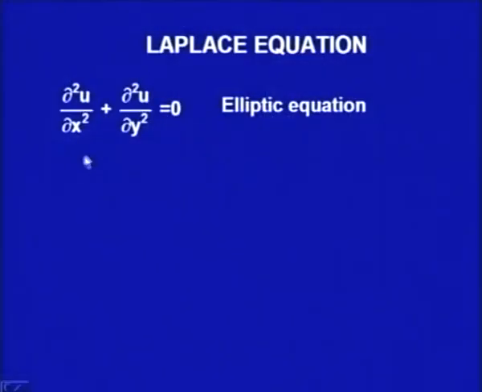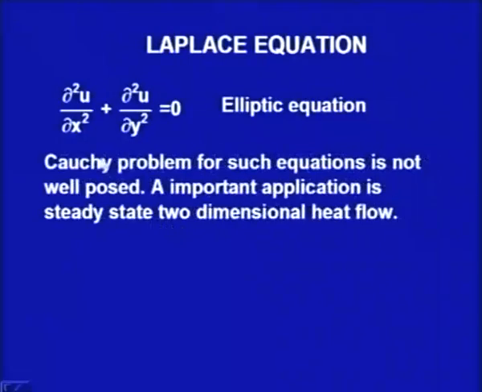Let us move to one more practical problem. In heat conduction, we have the Laplace equation, del 2 u over del x 2 plus del 2 u over del y 2 is equal to 0. We saw in the first and second lectures that this is an elliptic equation, and it does not have any characteristics. Moreover, the Cauchy problem is not well posed. That is, if we use any initial or boundary conditions on characteristic curves, it is not necessary that they give a unique solution.